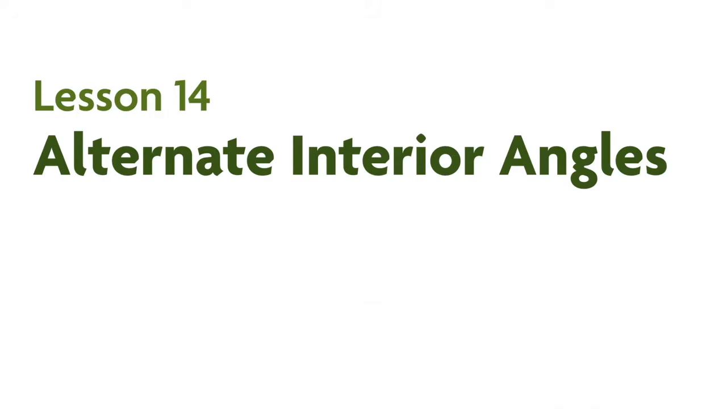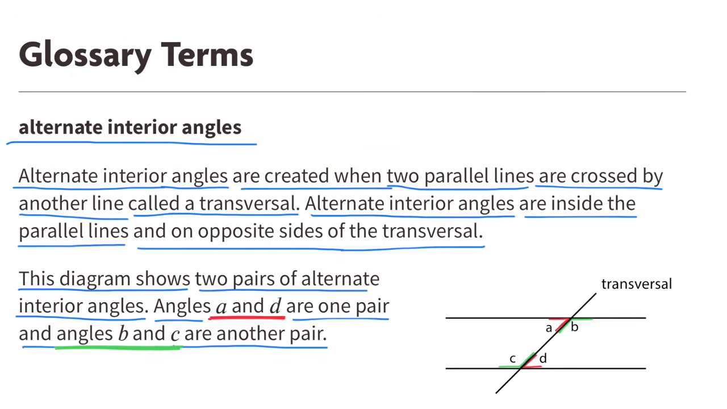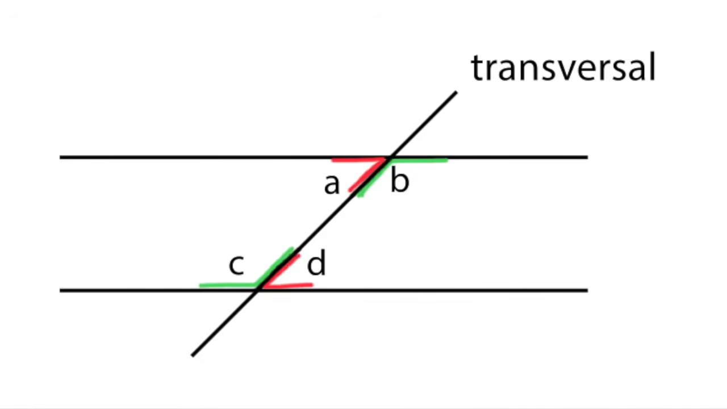Alternate interior angles. Alternate interior angles are created when two parallel lines are crossed by another line called a transversal. Alternate interior angles are inside the parallel lines and on opposite sides of the transversal. This diagram shows two pairs of alternate interior angles. Angles A and D are one pair, and angles B and C are another pair.